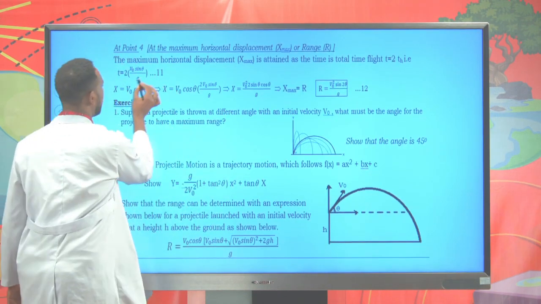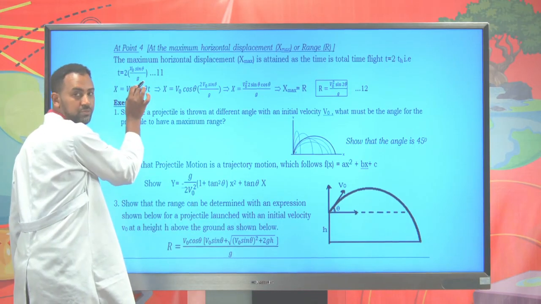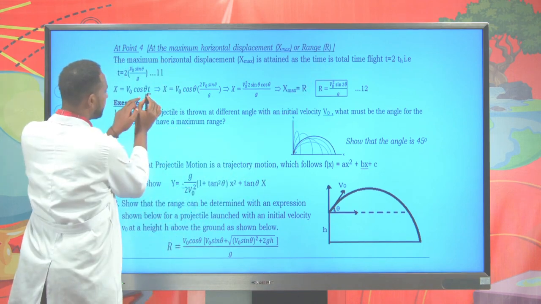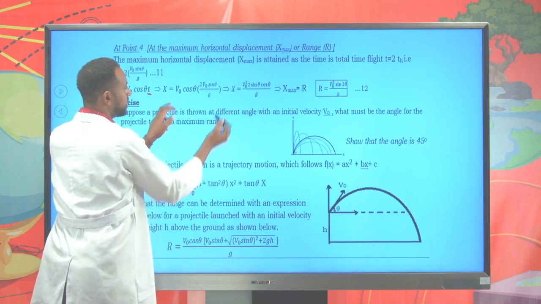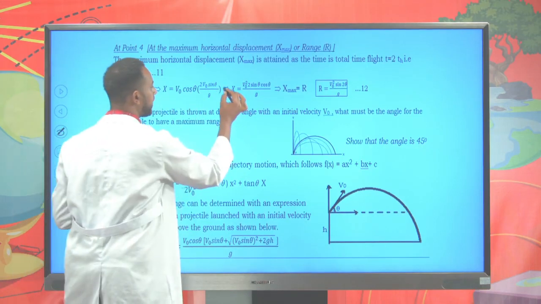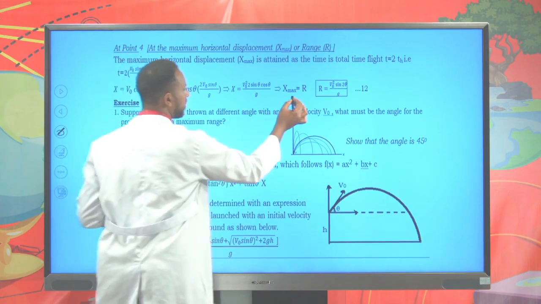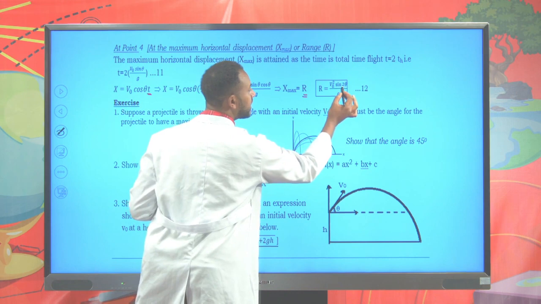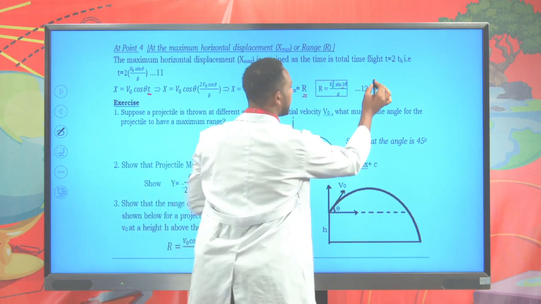Here, the half-time of flight is given to be v naught sine theta over g. But when you multiply it by 2, you find the total time of flight. Instead of time t, you can substitute this one, twice v naught sine theta over g, so that it's possible to find x. And the x maximum, which we call range R, is equal to v naught squared sine 2 theta over g. Look here, it says sine 2 theta.